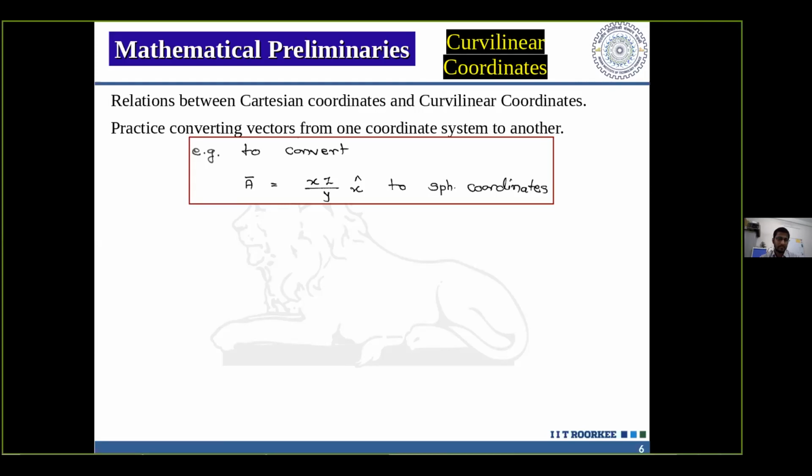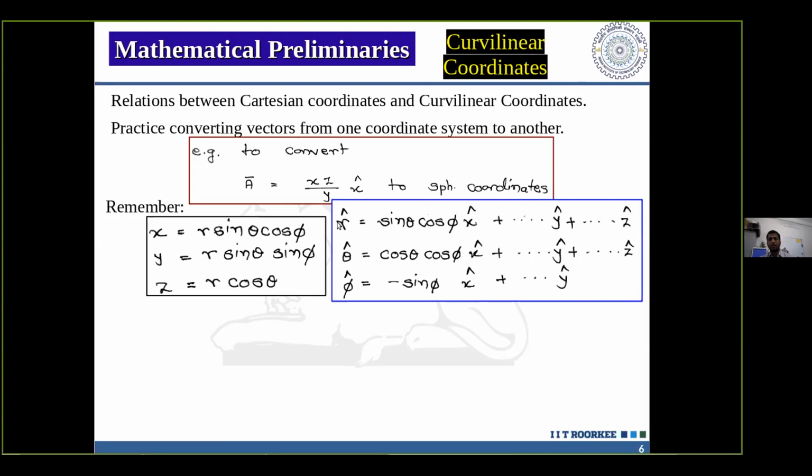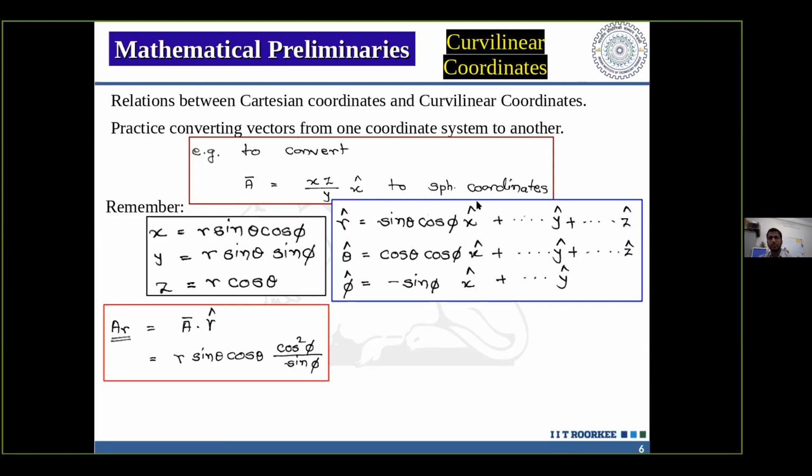One is how x is related to r, theta, phi. Not only x, but also y, because we have x, y, z all. And the other is the unit vector conversion, or how I can write r cap in terms of x cap, y cap, z cap. In this case, because my given vector only contains x cap, I am not writing y cap and z cap because that is not required for this problem, as you will see. When I want to convert this A bar into spherical polar coordinates, what I need to know is its r component, its theta component, and its phi component.